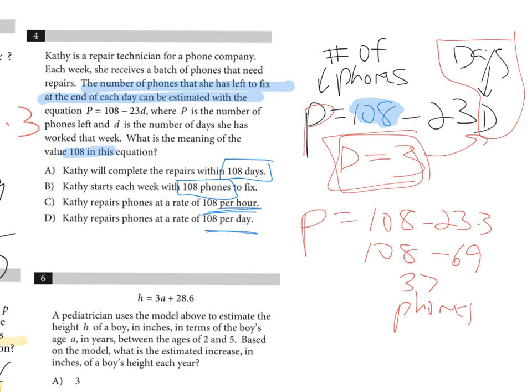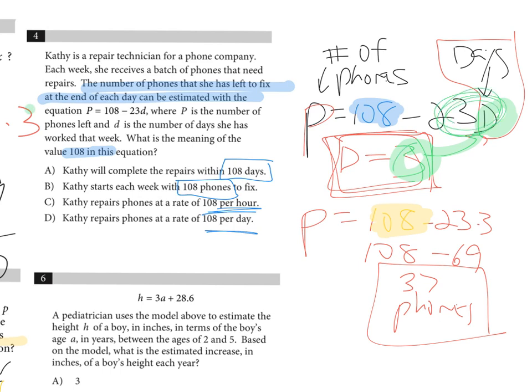So that means that if she works 3 days, she has 39 phones left over. So what does this 108 represent? Well, if Kathy worked no days, if D was 0, you would have 23 times 0, which is just 0. So if Kathy worked no days, at the beginning of the week when she hasn't worked yet, she starts off with 108 phones. So that's why our answer is letter B. Kathy starts each week with 108 phones.